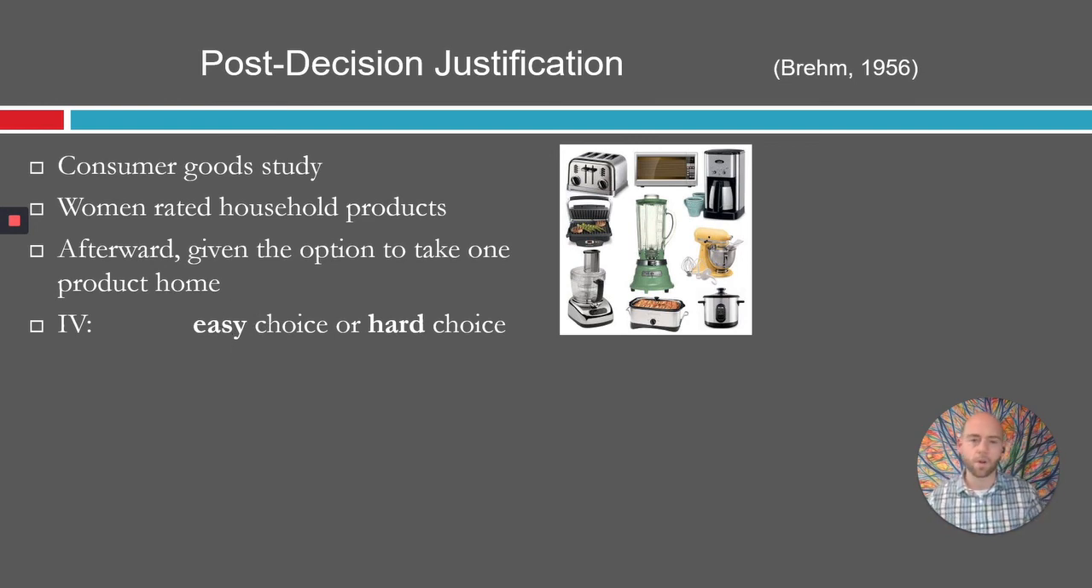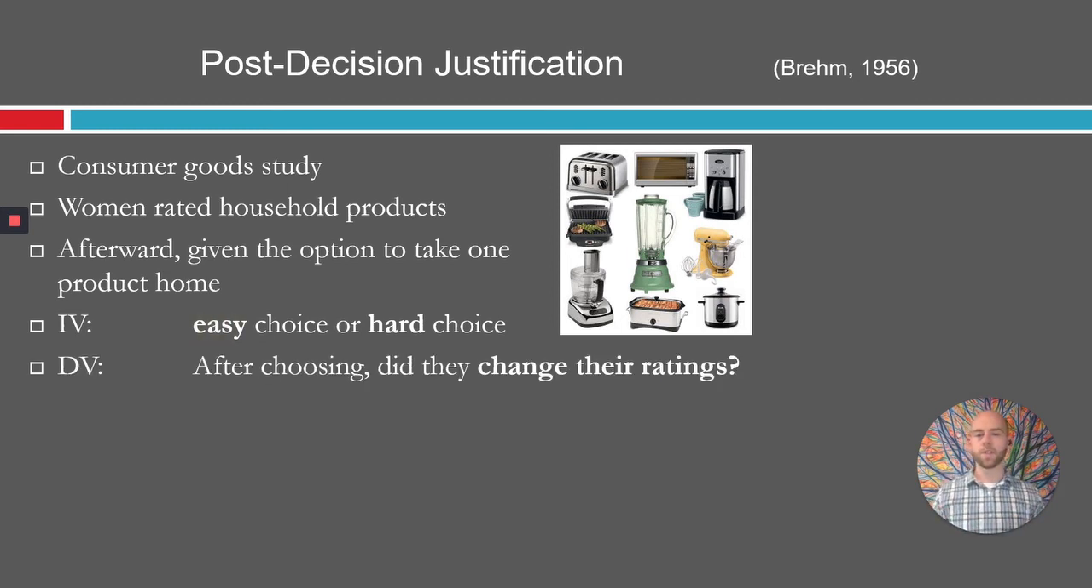In the easy choice condition, they would give the women a choice between their favorite and their least favorite thing. So of course they're always going to choose their favorite thing. In the hard choice condition, they might give them a choice between, say, their fourth favorite item and their fifth favorite item. You probably don't have too much differentiation between those or strong feelings about them. So they wanted to see, when people have that hard choice between two very close alternatives, what are they going to do? Are they going to change their ratings? So they'd let them take this thing, and then they would ask them to rate things again.